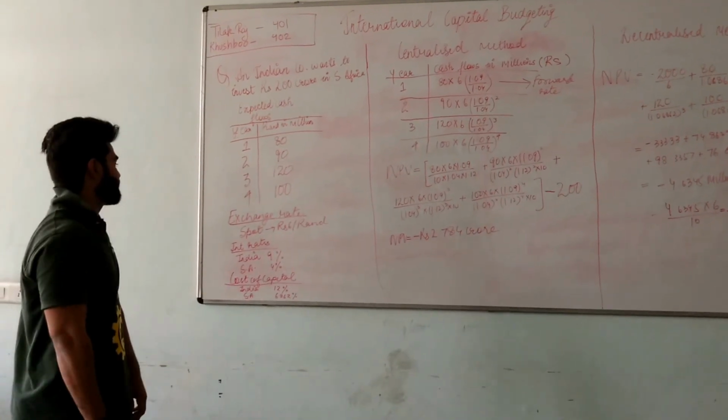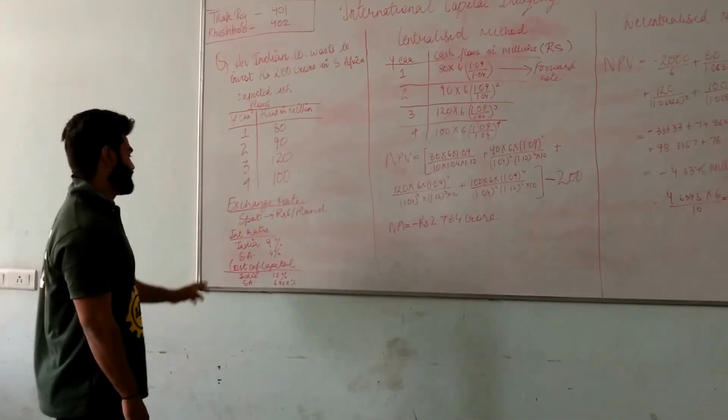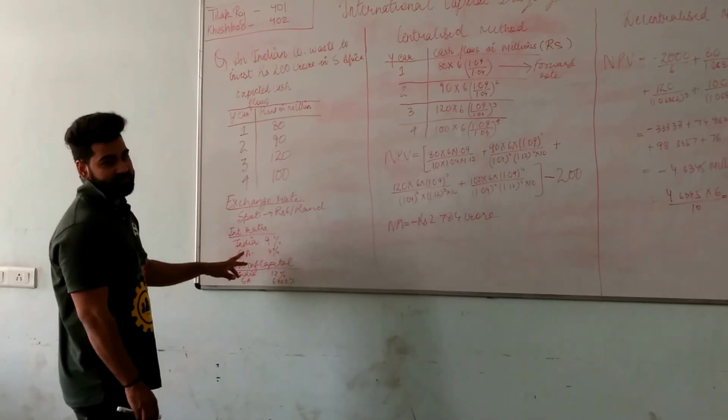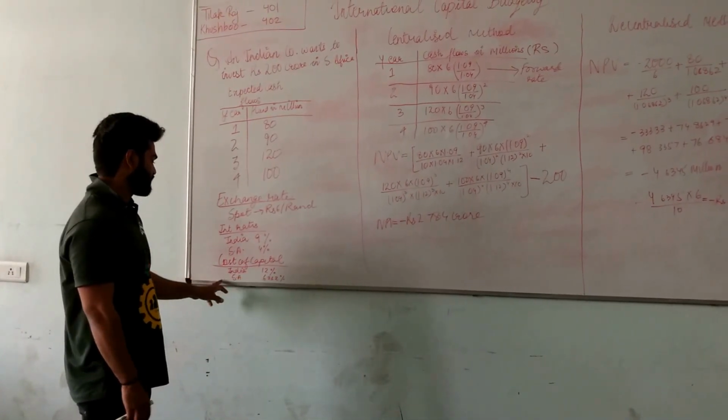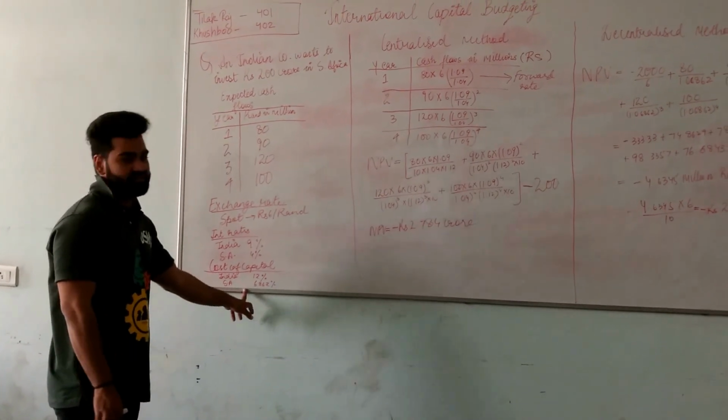The exchange rate is rupees 6 per rand. The interest rates in India and South Africa are 9% and 4% respectively. The cost of capital in India is 12% and the cost of capital in South Africa is 6.862%.